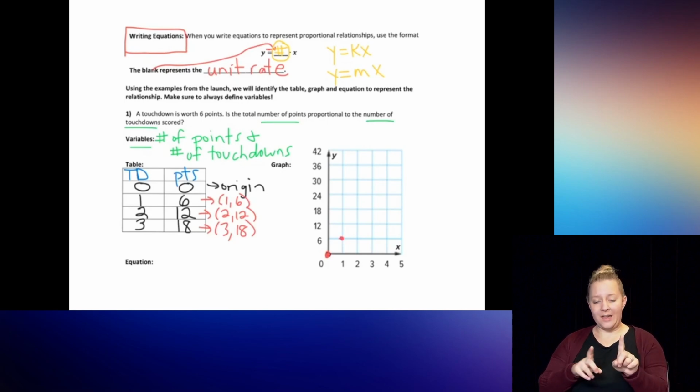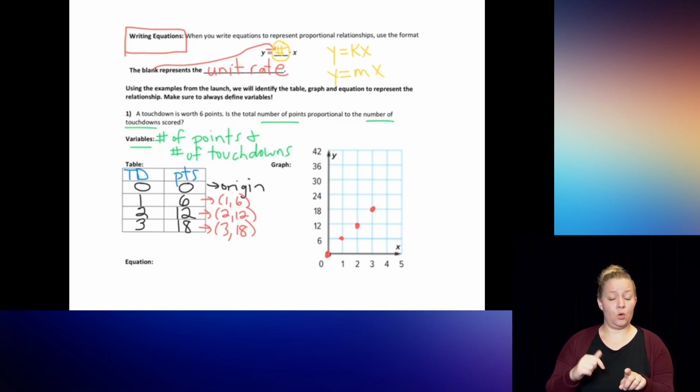1, 6 means right 1 up 6. Now, luckily for you, we see that we already counted by intervals of 6 on the y-axis, so I do not actually count up 6 spaces. I just go up to the level of the number 6 right there. And then over to 2 and up to the value of 12, which is the second line up, and then 3 and 18. So this was a nice graph that had nice intervals that worked well with us. That will not always luck out that much.